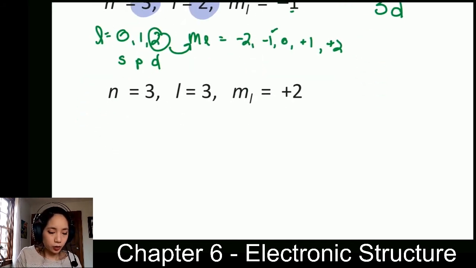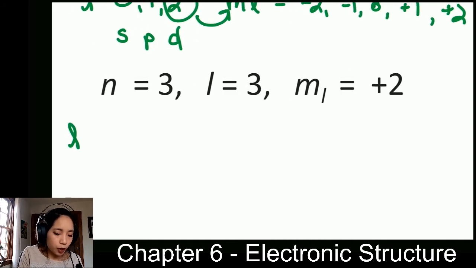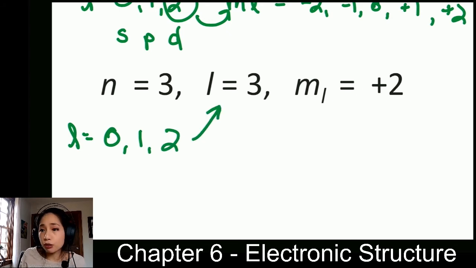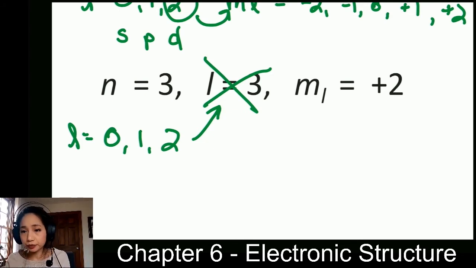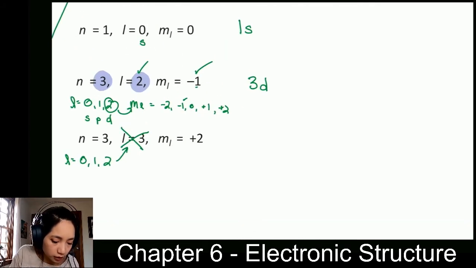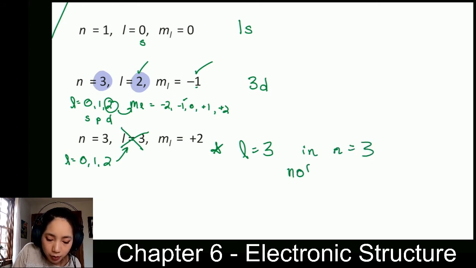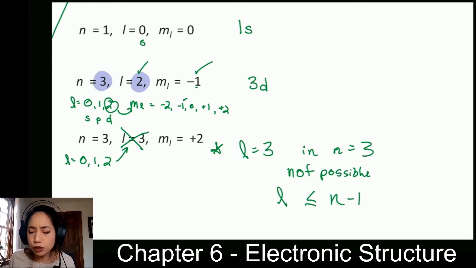All right, last one. So n equals 3. Possible L values are 0, 1, and 2 again. Here we see L equals 3 within this answer, so this is not possible. L equals 3 is not possible within an n equals 3 principal quantum number because L can only equal the integers between 0 and n minus 1. So the answer here is that L equals 3 in an n equals 3 is not possible, because L has to be less than or equal to n minus 1.